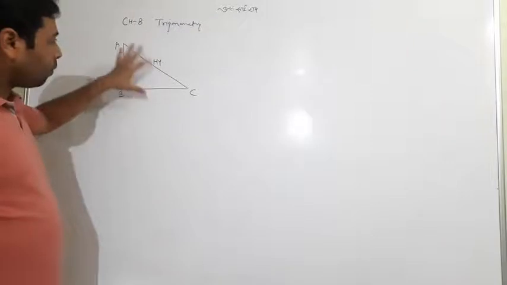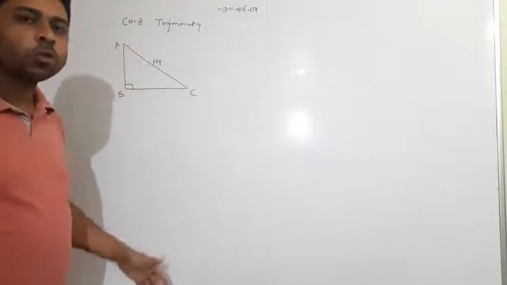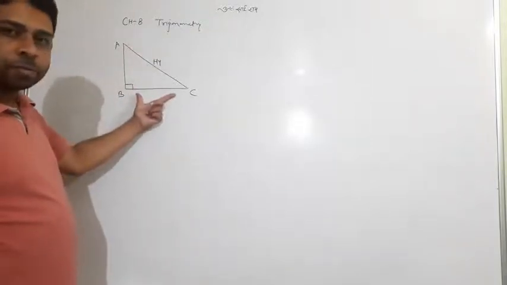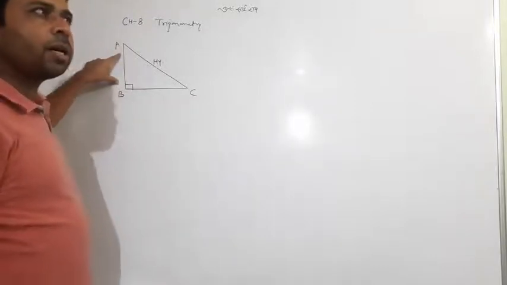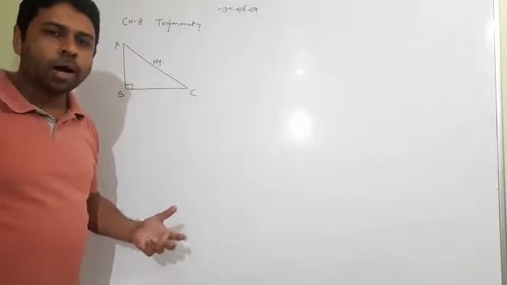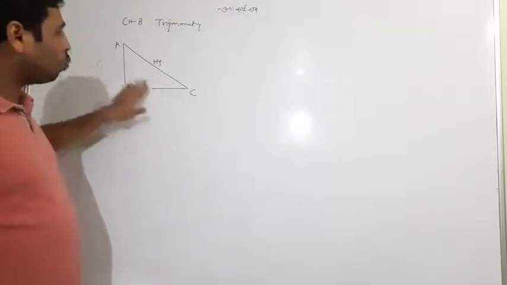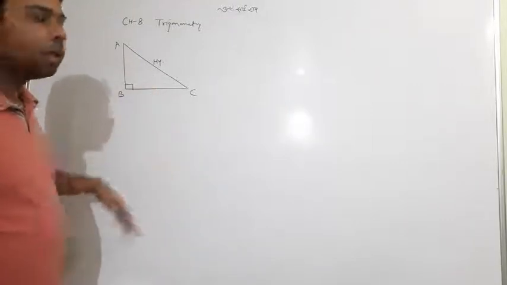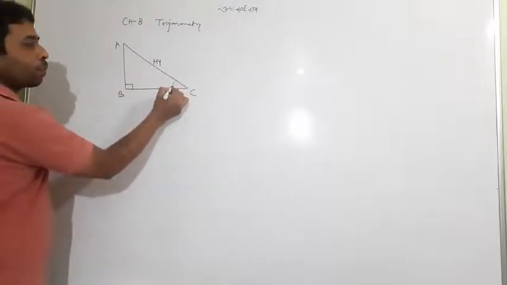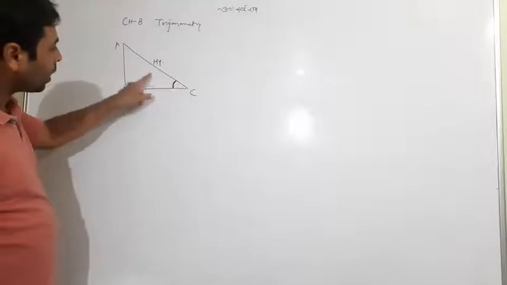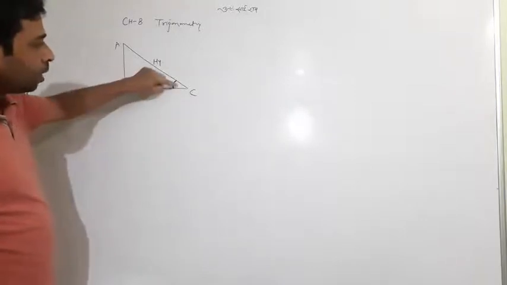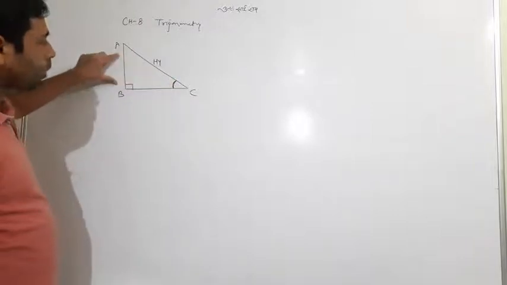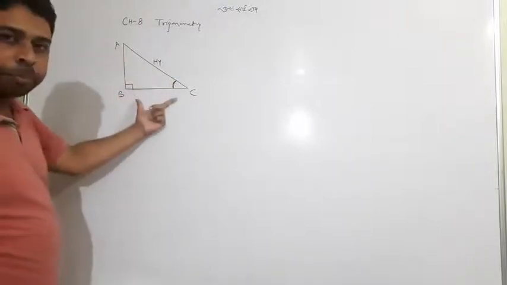And if I ask you what is the base, normally students say that the base is BC and the perpendicular or height is AB. But that is not a complete answer. I would say that there are two bases or two heights. How? Consider an acute angle. The side in front of the acute angle is always the perpendicular and the rest is the base.